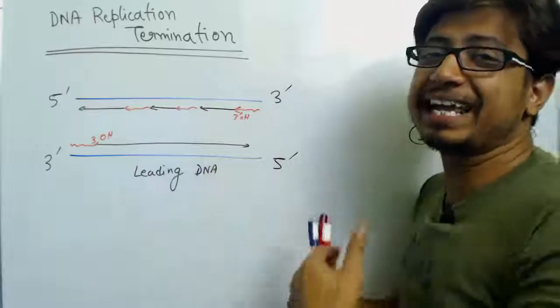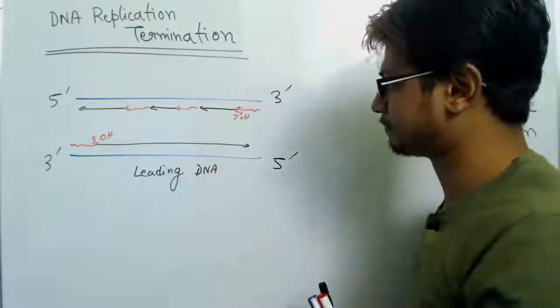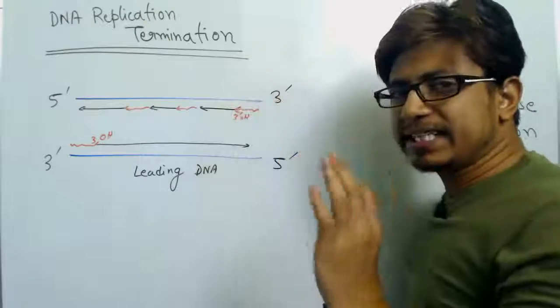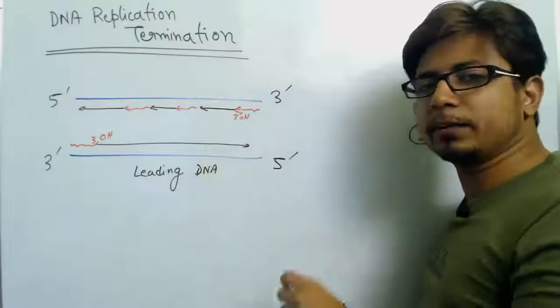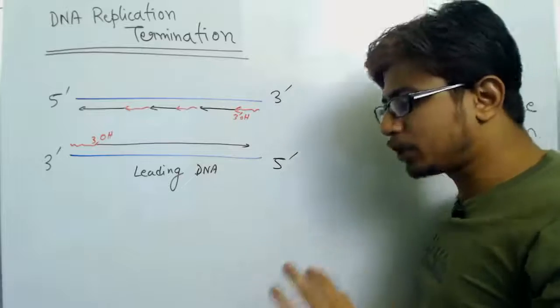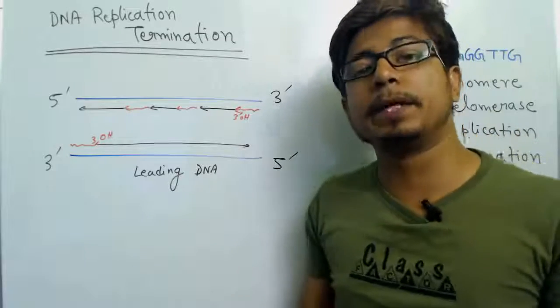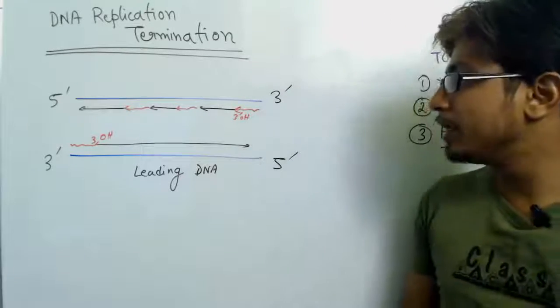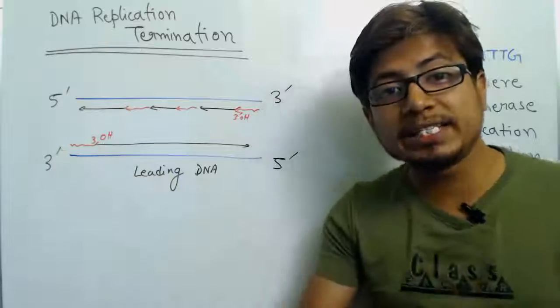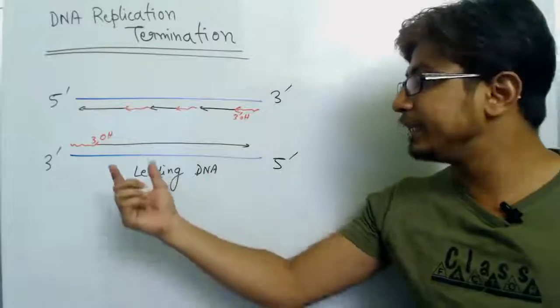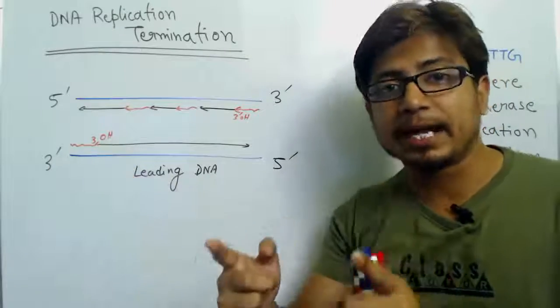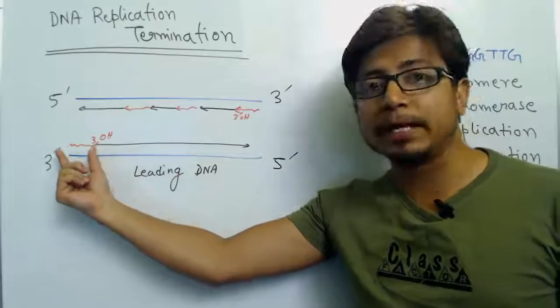Because it's lagging in the rate of synthesis. So now what is the exact problem at the end or termination of DNA replication? Because you know the termination part of DNA replication is very important. Remember, at the very beginning, to initiate the polymerization, they need to add a stretch of ribonucleotide sequence as primer.